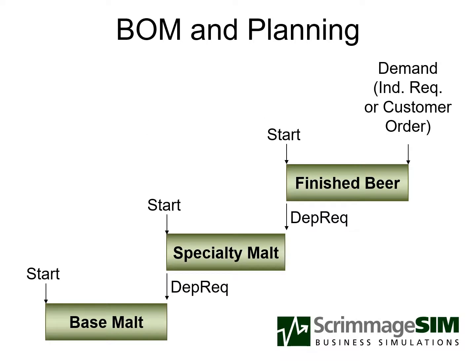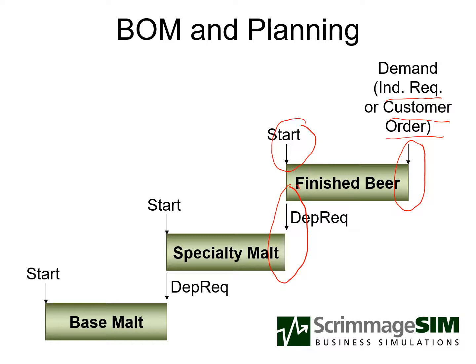In the planning process, demand is driven by independent requirements, which are the result of the sales and operations planning process. This is for the make to stock environment, or customer orders if we're talking about a make to order environment. The independent requirements or customer orders define the finish date for the final product, in this case finished beer. Using backward scheduling, this will determine the start date for the production order, and this is used to determine a dependent requirement for specialty malts.